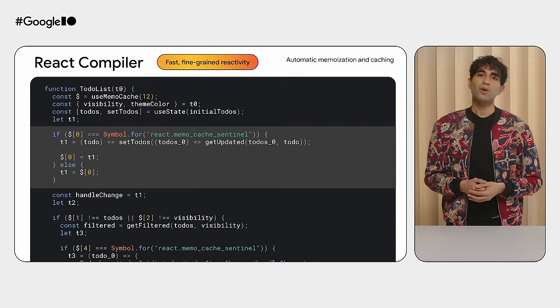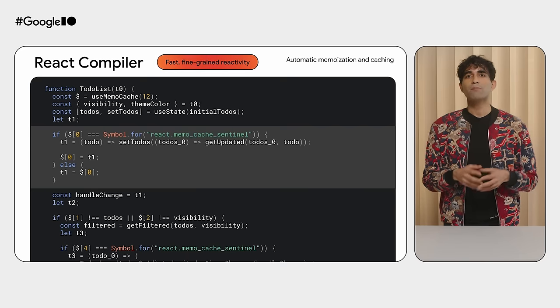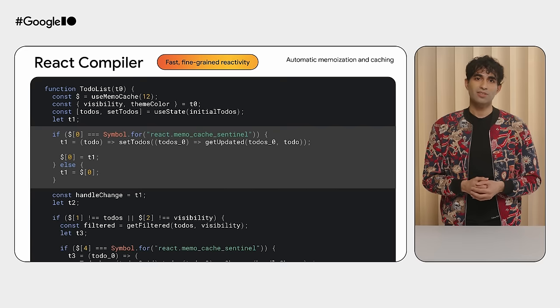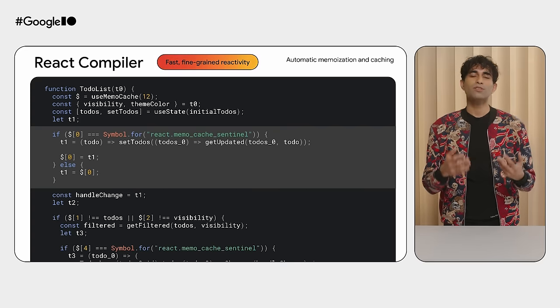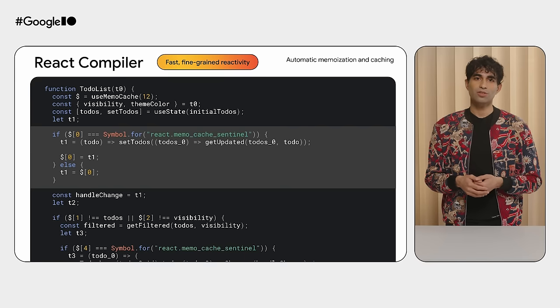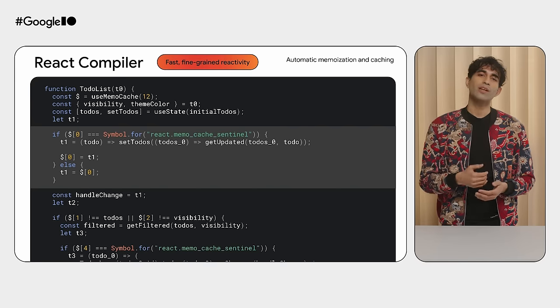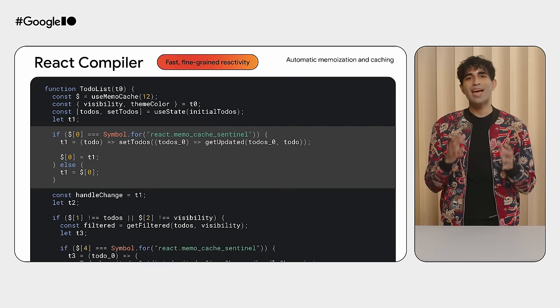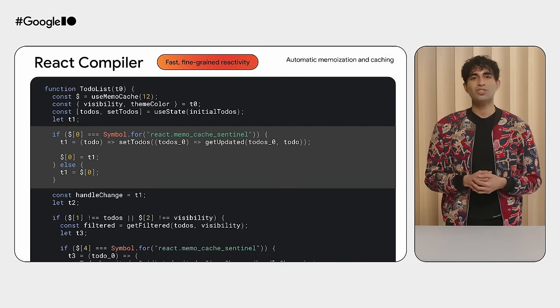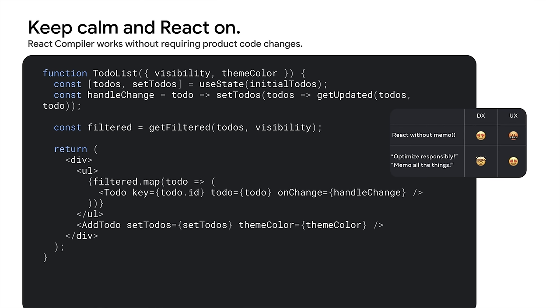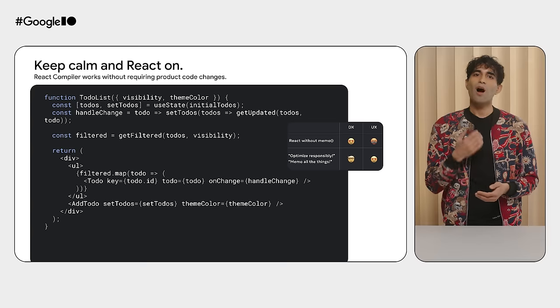In this example, we have the same to-do list component, but without any manual memoization. The React compiler optimizes the code by creating memoized versions of the handle change function, the filter to-dos, and the rendered JSX. It also intelligently updates the memoized values only when the relevant dependencies change. So just write idiomatic React code. With React compiler, we can write idiomatic React code and let the compiler handle the optimizations for us.